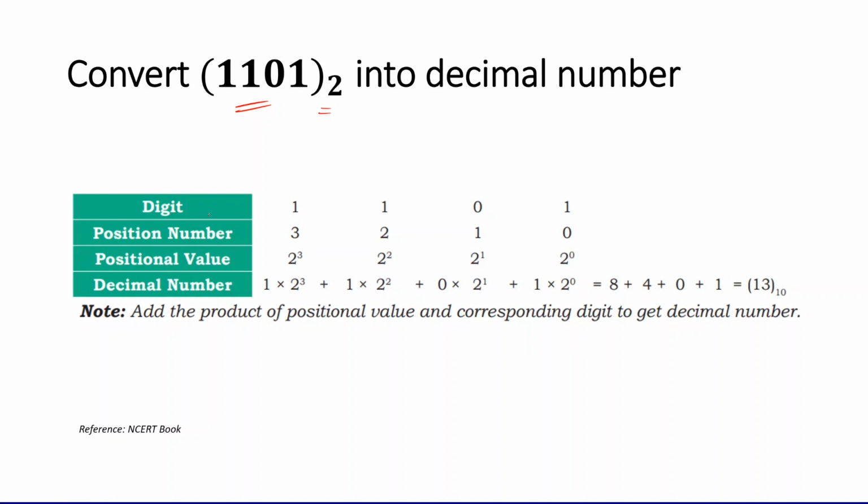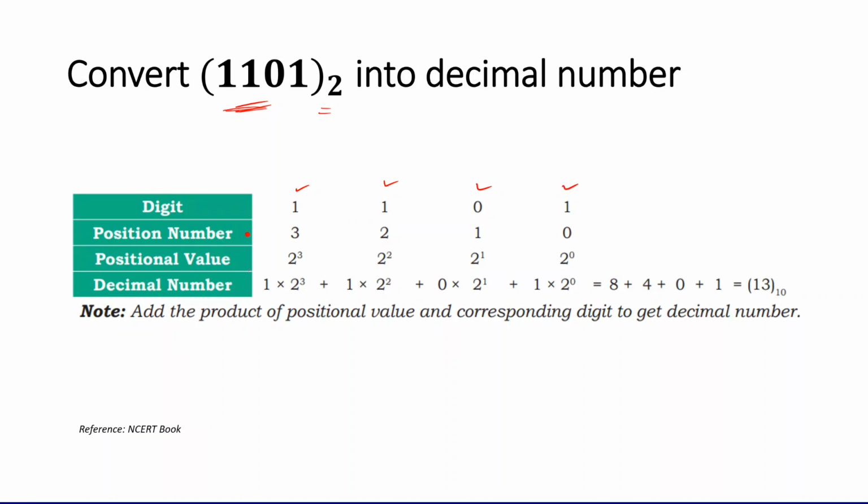Now write down the digits. The digits are nothing but the given number, 1101, which is exactly this. Now we have to write the positional value, the second step. The positional value actually starts with 0. Always start numbering from 0 from your right digit. Okay, 0, 1, 2, 3.